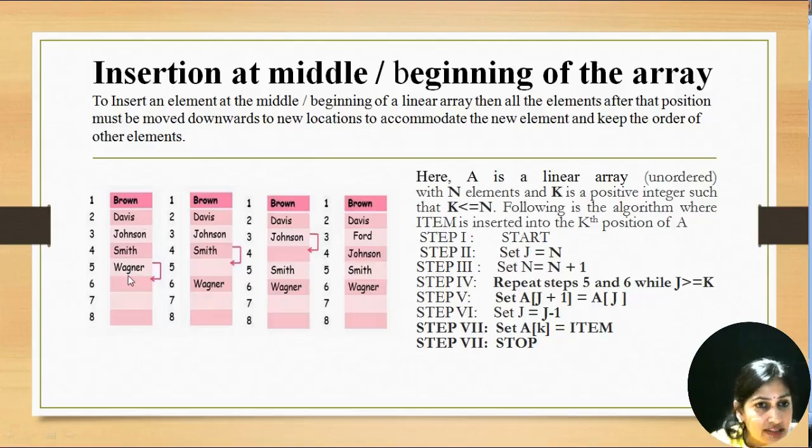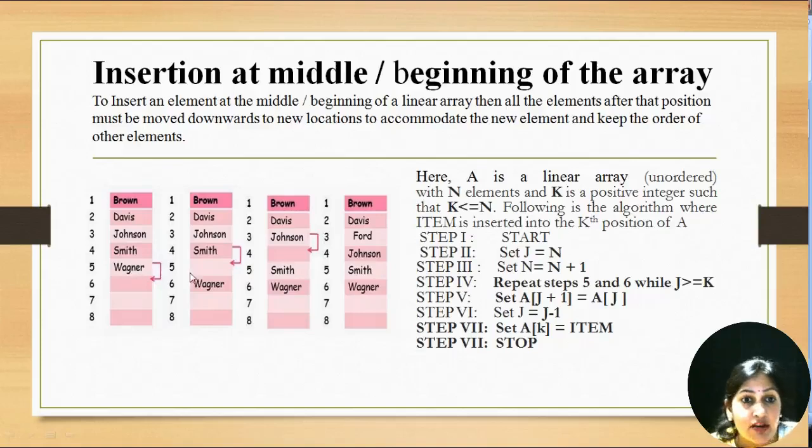For example, we have the same array with 5 data elements, containing names of persons, and we want to insert an element at the 3rd index, whereas the 3rd location already contains the name Johnson. We want to add the name Ford at the 3rd location, so we have to make this location vacant before inserting the new name at this location. Now, to make this location vacant, we shift all the elements from this location one location forward.